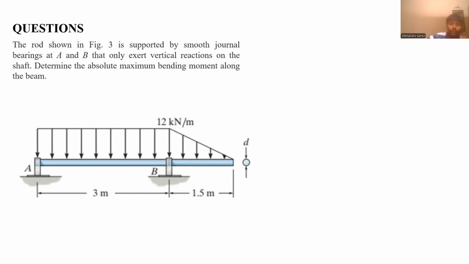So basically, the first thing you have to do is draw the FBD of this beam. You have to calculate the support reactions. After calculating the support reactions, identify the maximum bending moment that will come in this beam. Okay. So let us do it quickly. Let us draw it here. So FBD will come something like this.